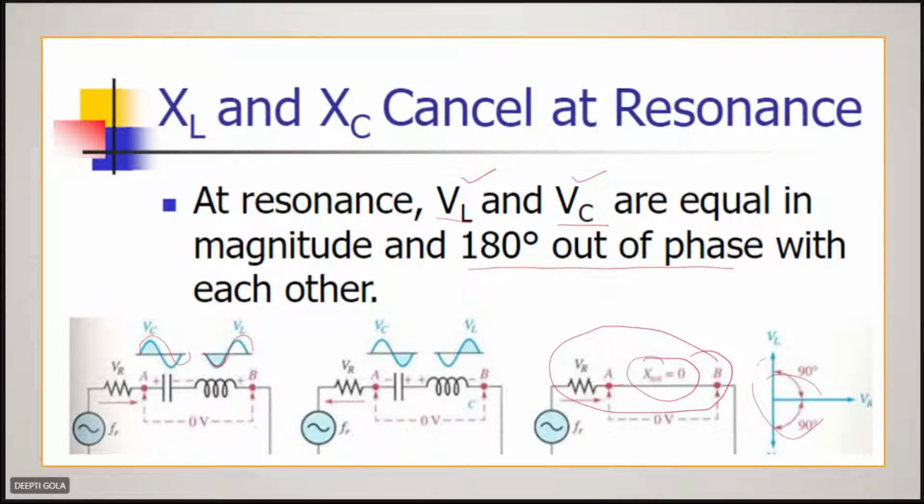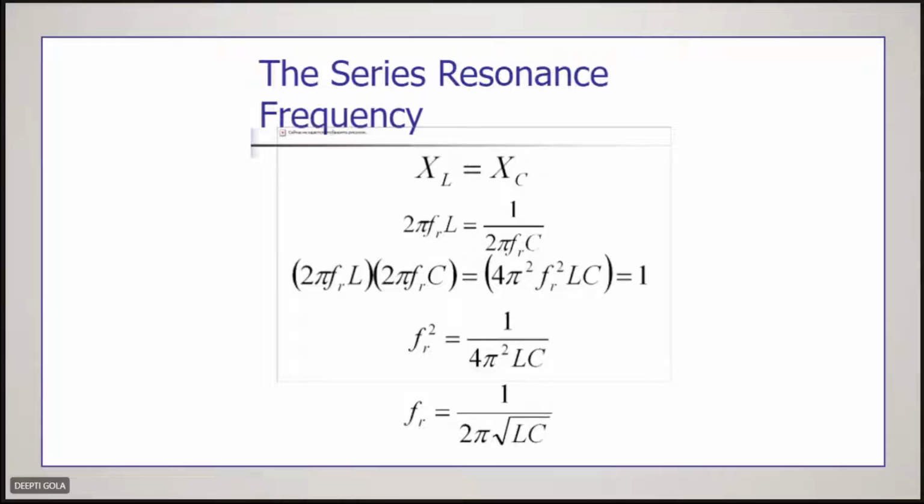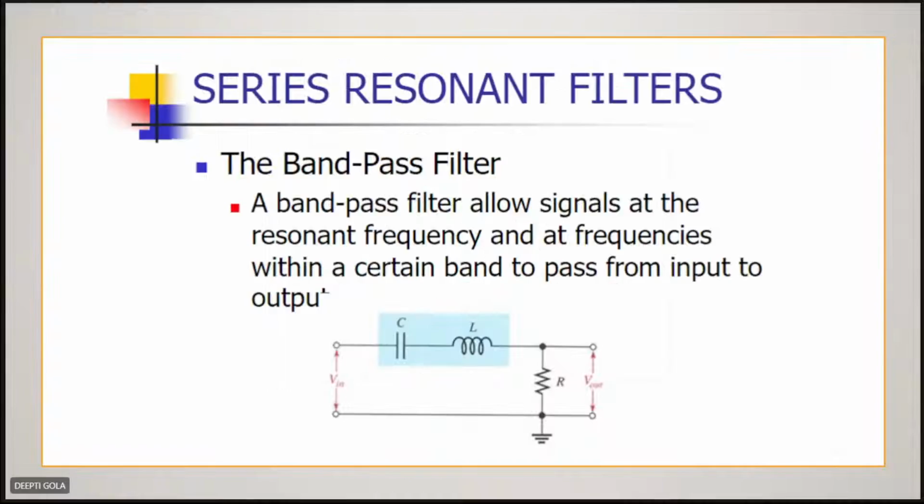Okay. So this happens at the resonance frequency, that frequency at which the inductive reactance becomes equal to the capacitive reactance of a series RLC circuit. That frequency is known as the resonant frequency. Okay, and if we put XL equal to XC, we can easily calculate the equation for resonant frequency. It is given by 1 by 2 pi under root LC.